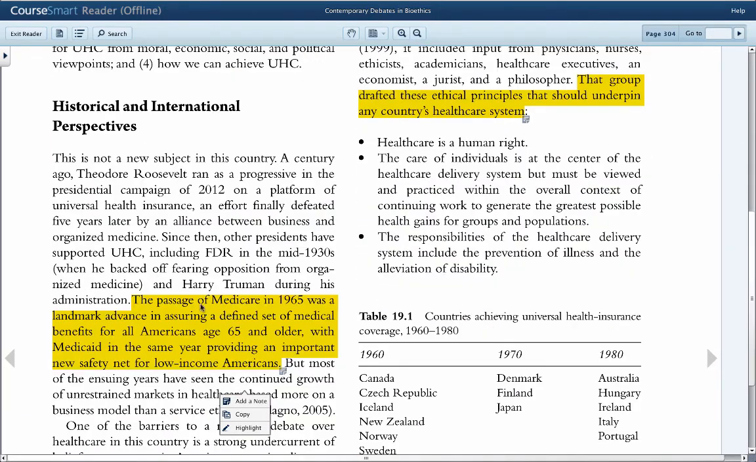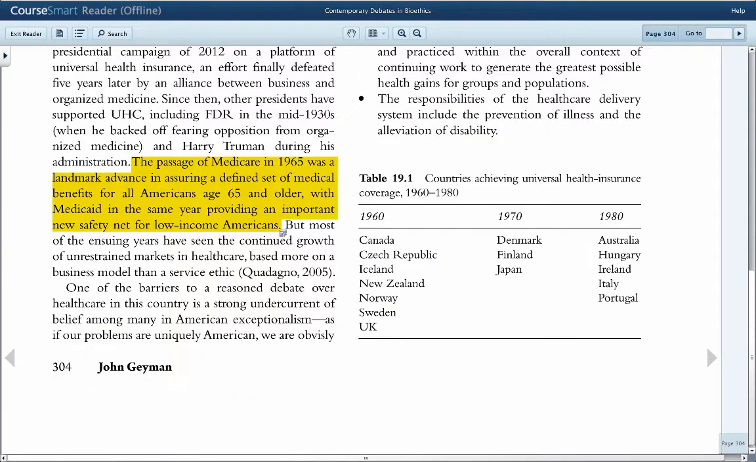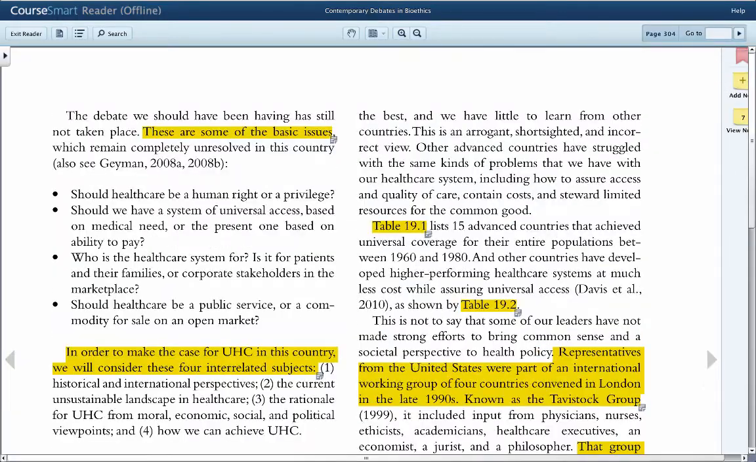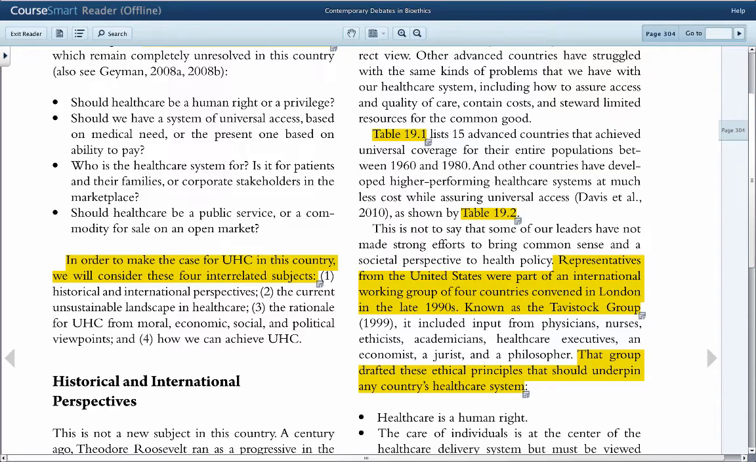He points out that the passage of Medicare in 1965 was really a big advance in assuring a defined set of medical benefits for all Americans aged 65 and older. And then Medicaid in the very same year provided an important new safety net for low-income Americans. However, these are exceptions rather than the rule. The United States still has a lot of privatized health care.